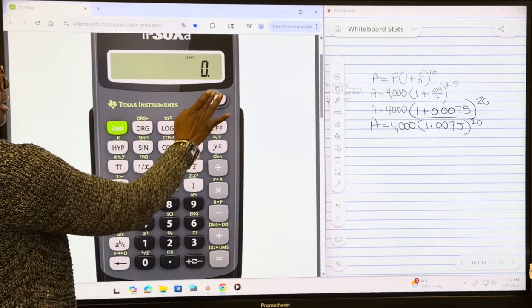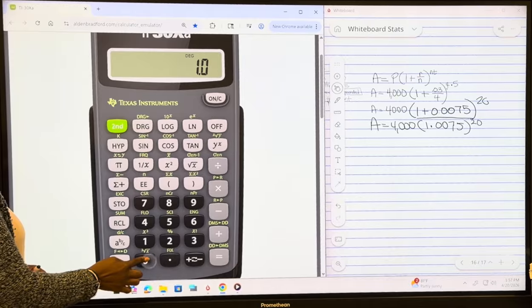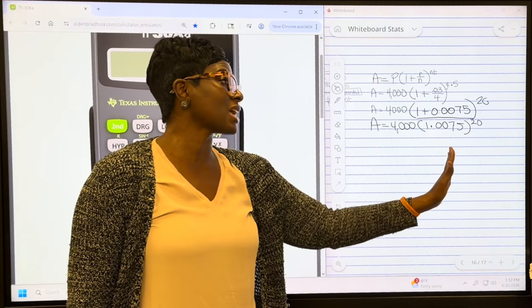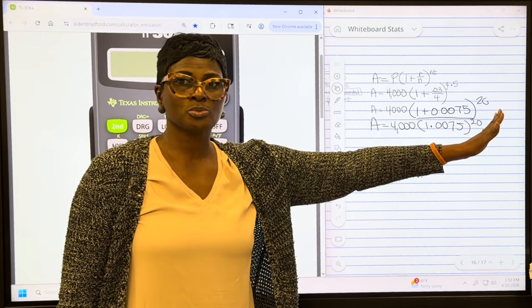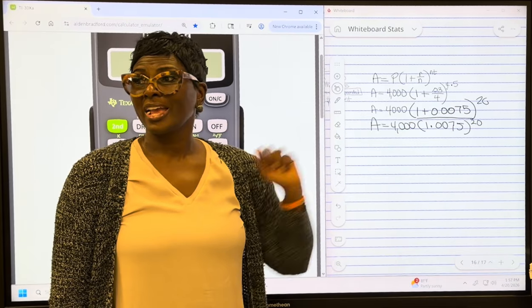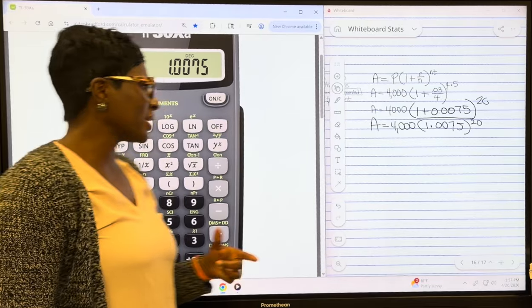What are we going to put in the calculator? 1.0075. What you do not put in the calculator is 4,000 times this raised to the 20th power. What you also don't do is say something times 20. Is that 20 being multiplied? No, that's an exponent, right?